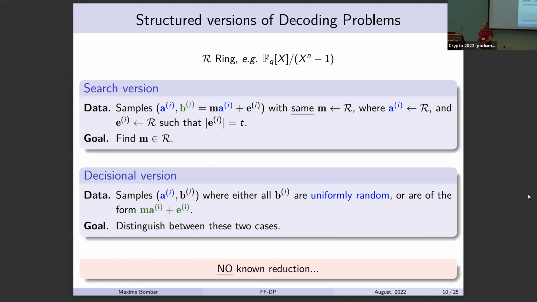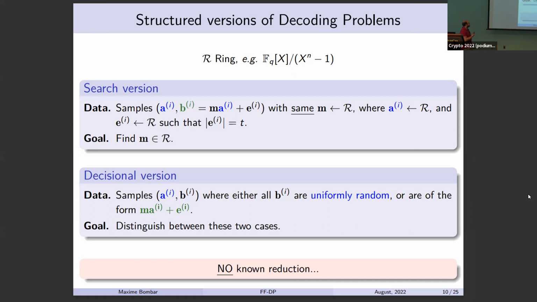Now in the search version, you are given a bunch of samples (a, b), where the collection of the a represents the random generator matrix, and the collection of the b are all of the form m·a plus e and represent the noisy codeword. And the goal, as usual, is to recover the message. You can also define a decisional version, which is a retranslation of the previous one. We want to distinguish between 2 situations.